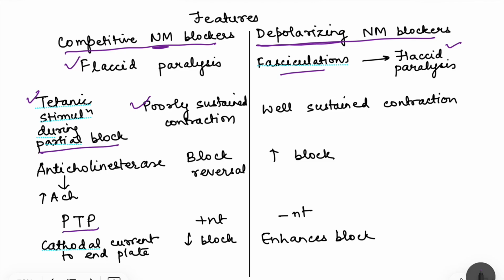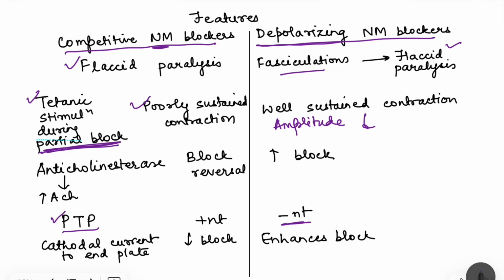and post-tetanic potentiation. In case of competitive neuromuscular blockers, there is a contraction but poorly sustained contraction, and we see a post-tetanic potentiation. In case of depolarizing neuromuscular blocker, there is well-sustained contraction, amplitude is lesser, and it is during partial block, while post-tetanic potentiation is absent.